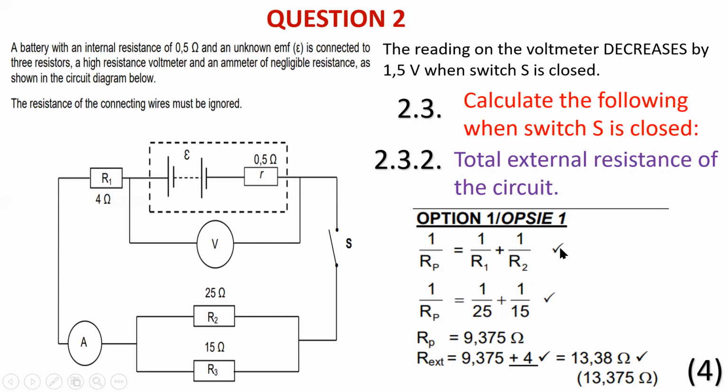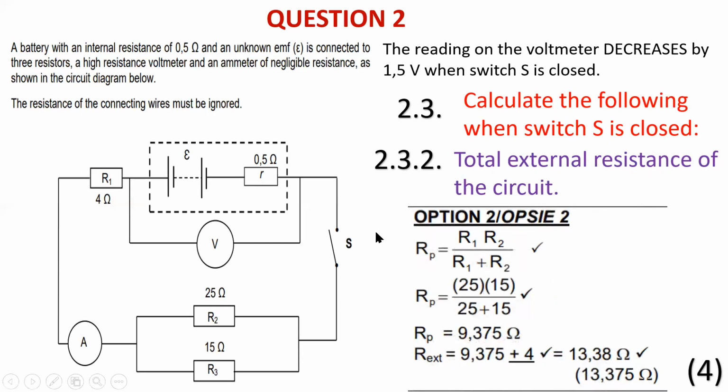As you see, the first mark is coming from the formula, and then the second mark is coming from the solution, getting the parallel combination. To get the parallel combination, 2 marks, and then for the solution, R external, 1 mark, and the final answer with correct units. Please don't forget to write units. Let's see option 2 now. Option 2 is similar, but using a different formula.